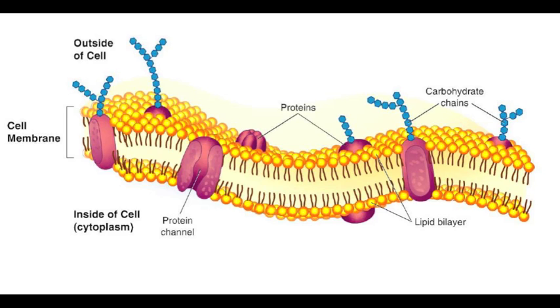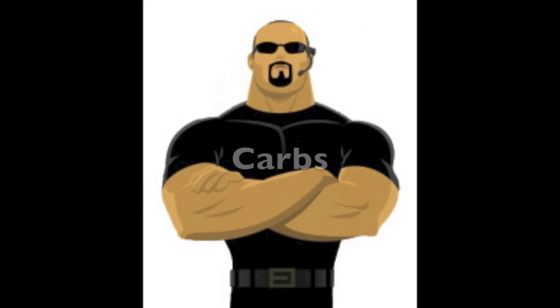Each organic molecule has a specific function. For example, carbs, which are located on the outside of the membrane, determine if an item is safe to enter the cell. Carbs are quite similar to security guards, if that helps you to remember their function more easily.